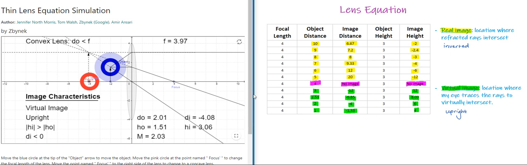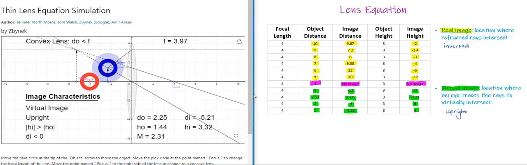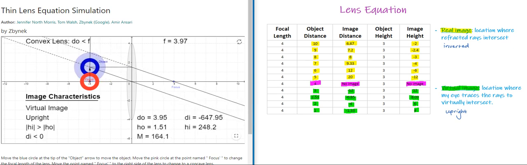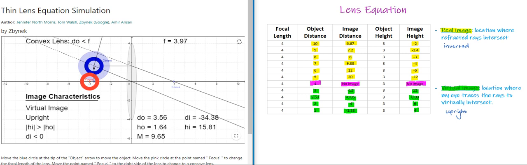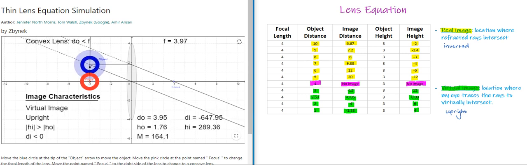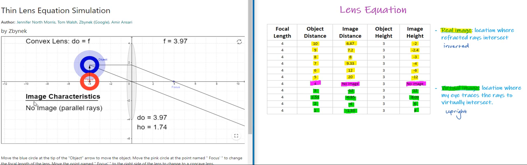So interesting things happen. Now, like I said before, the focal point is an interesting point because it forms neither a virtual nor a real image. Now I'm trying to get it to go exactly on the focal point, and there you can see they're parallel rays. They'll never intersect in real space, but they will also never intersect in the virtual space because they are parallel lines based on the geometry of where I place them.